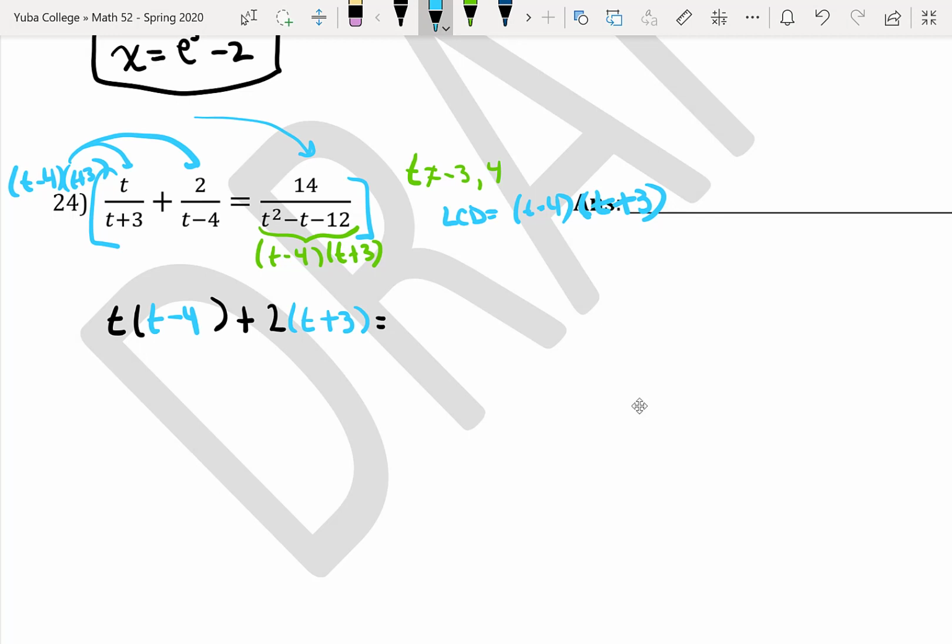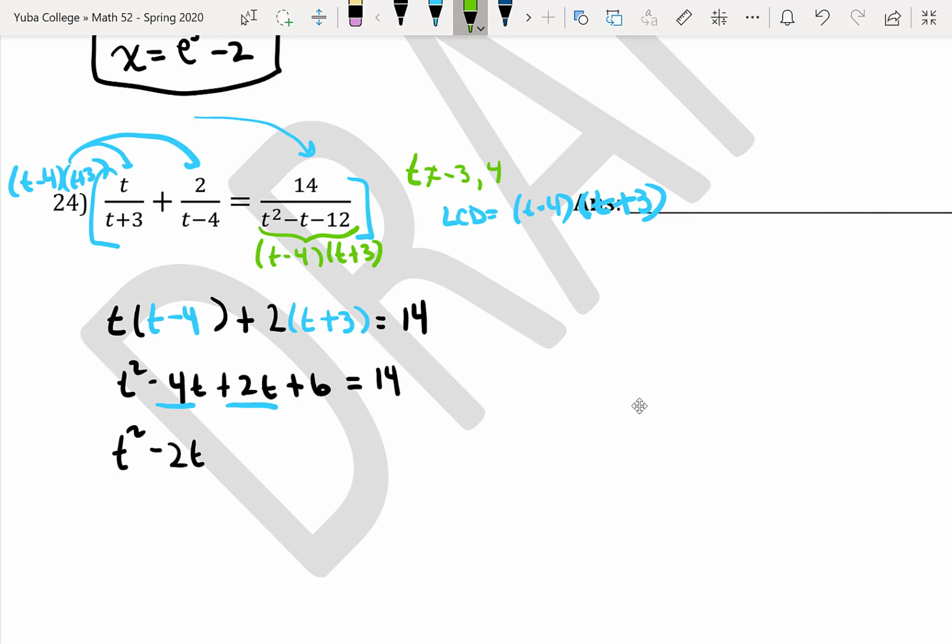It's a quadratic equation, so let's get everything to one side of the equation. We have t squared. While we're doing that, let's combine like terms. So I have a negative 4t plus a positive 2t. That's a negative 2t. And if I subtract 14 on both sides, I have 6 minus 14 is negative 8. I'm looking at when this is equal to 0. This factors. There are two numbers that multiply to give you negative 8 and add to give you negative 2, which is negative 4 and positive 2.